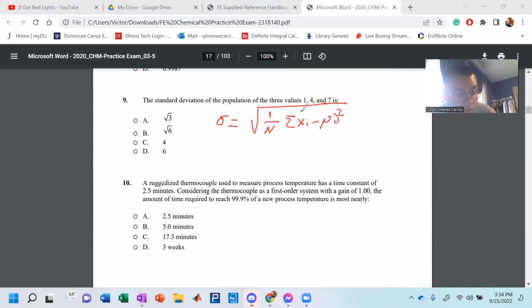So in this case, our N is going to be 3 because there's 1, 2, 3. 3 things we're using, N is equal to 3. Now, xi is just your simple number. Xi is literally 1, 4, and 7. And we'll show you how it's done.